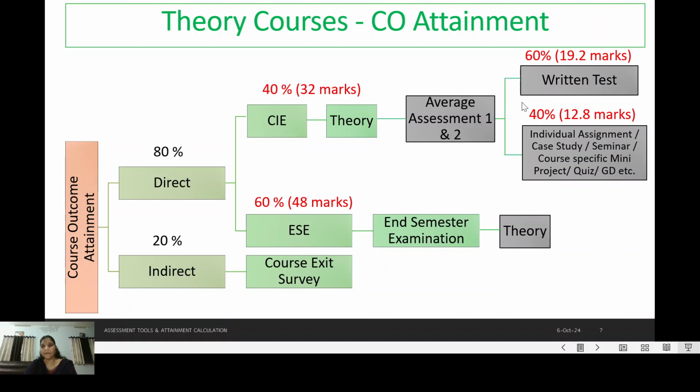So for the assessment calculation, 60% will be taken from the written examination, that is 19.2 marks, and 40% from the assignments, so 12.8. This is out of 80, we will use this calculation. And for the end semester examination, we'll take 60%, 48 marks of 80, from the theory examinations.